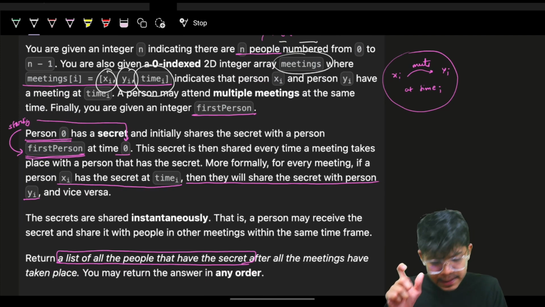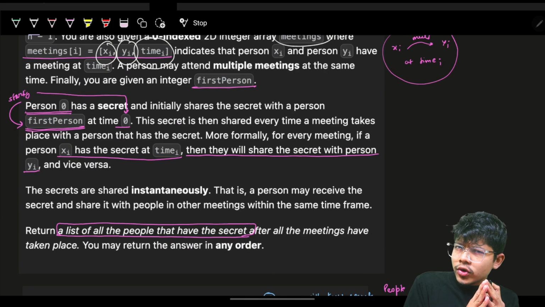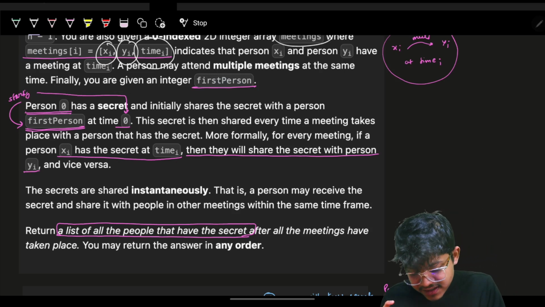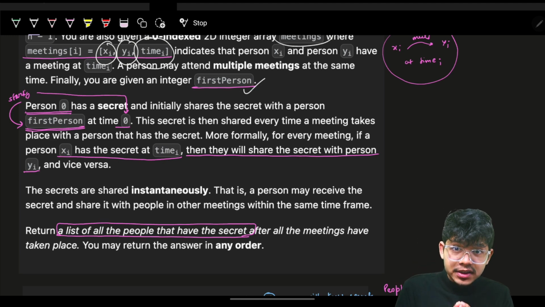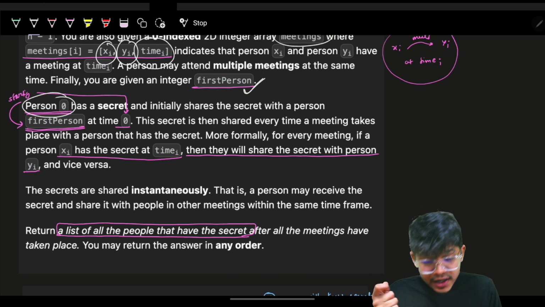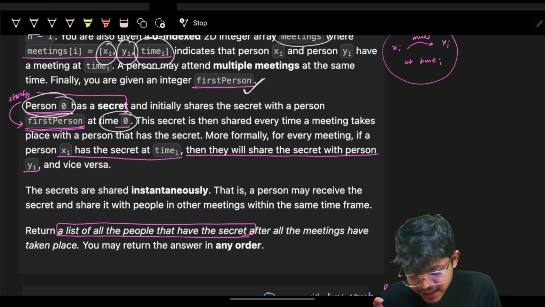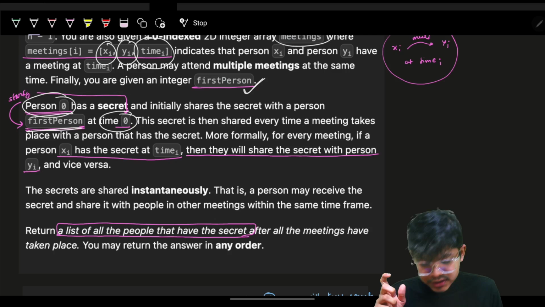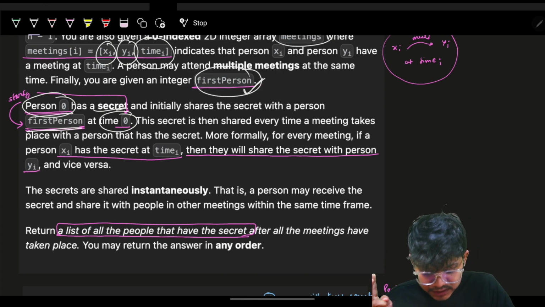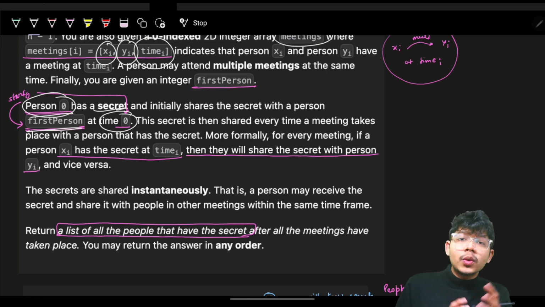Now we also have a variable called first person. Why is this useful? In the very beginning, there's a secret document or something secret in that company. Person 0 knows that secret, and at the very beginning of the day, at time 0 itself, he will tell that secret to the first person. So now it's obvious that this secret is known by person 0 and the first person. I'm not saying person 1, I'm saying the first person, whoever it can be. First person can be person 3 also. It is totally up to what the question gives us as the first person.